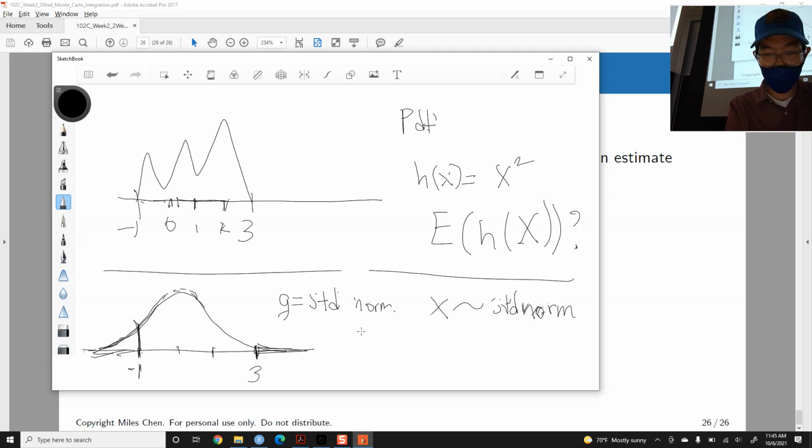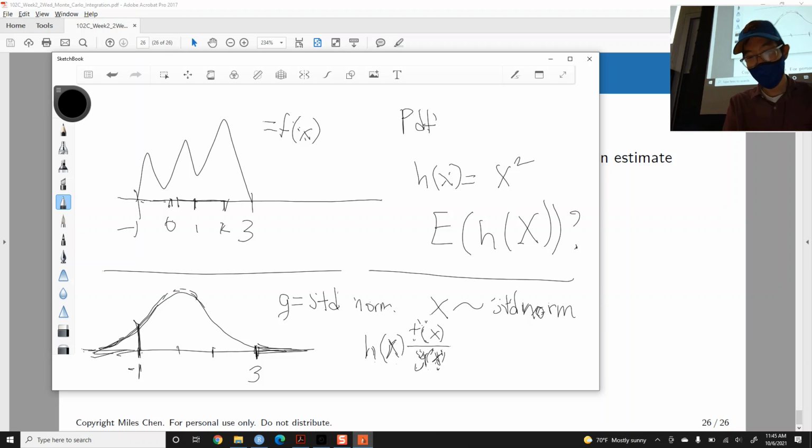Then we're going to plug in h, which is x squared, times, and I need to have the functional form of this. What is the functional form of this? This has some functional form f of x. So we're going to multiply it by f of x divided by g of x, okay? I can't write with my pen here, I'm so angry.